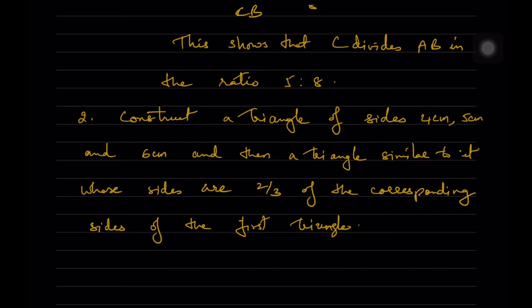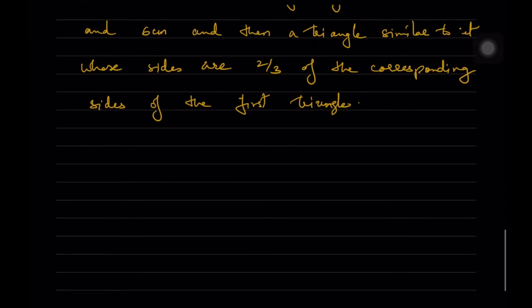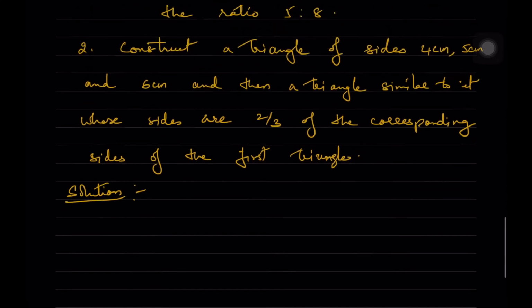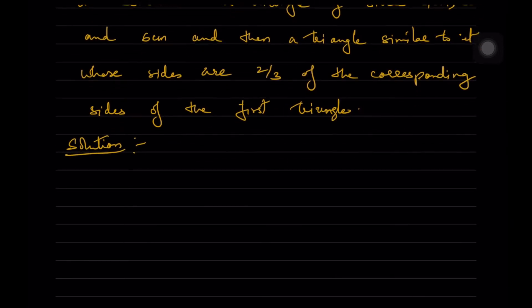So now here we have one ratio being given. We have to construct a triangle and one more triangle similar to that, which is 2 by 3 of the corresponding sides of the given triangle. So how do we do this? Solution. Before going into the steps of construction, we'll see the rough figure. We are given a triangle whose sides are 4, 5 and 6 centimeters respectively. We always take the bigger side, 6 centimeters, as the base. This is the rough figure I am drawing.